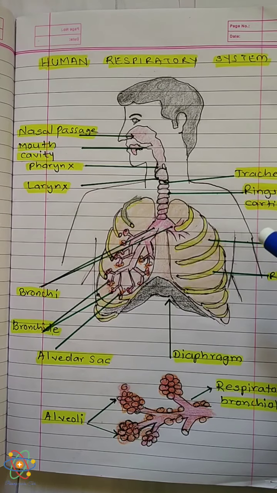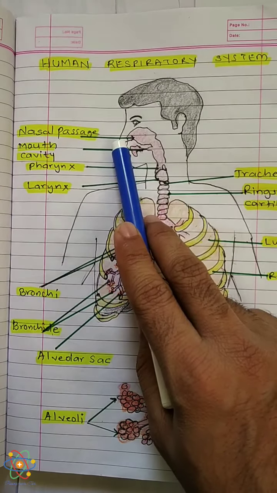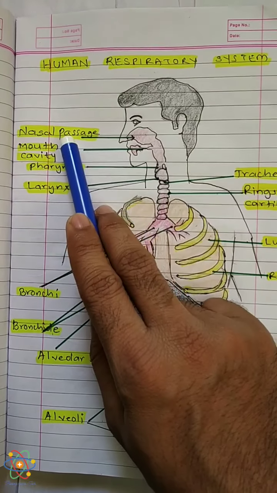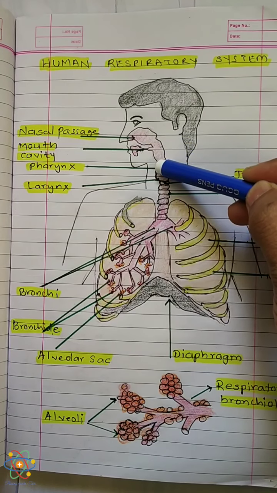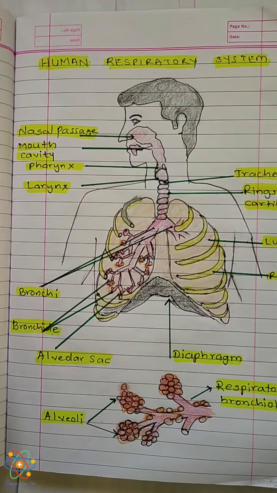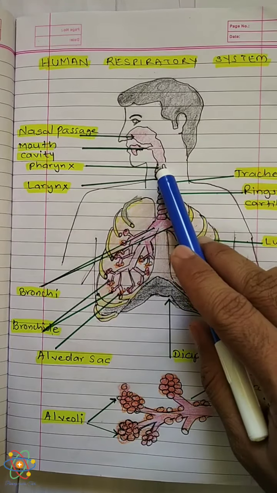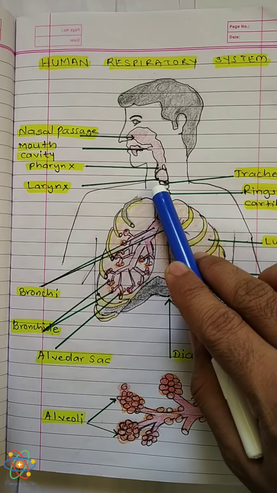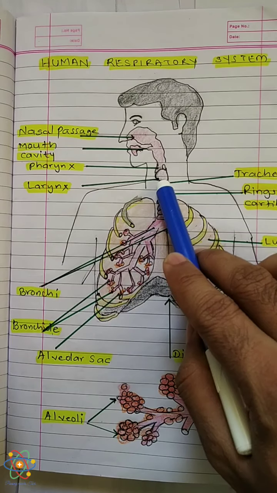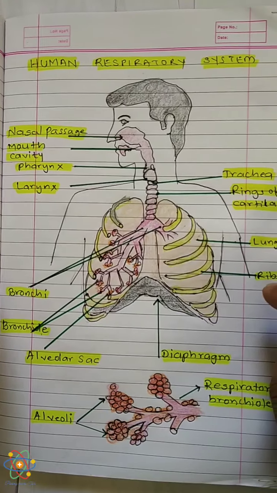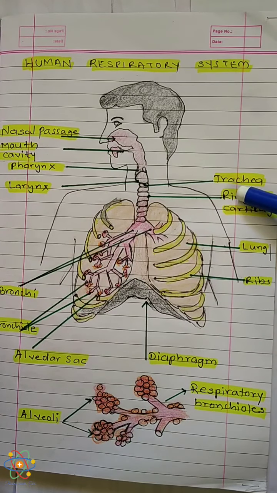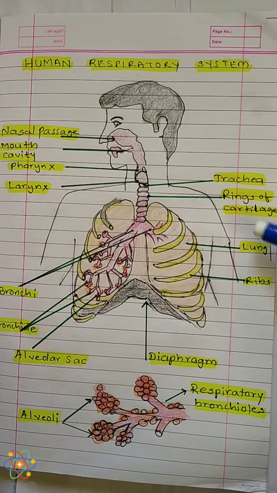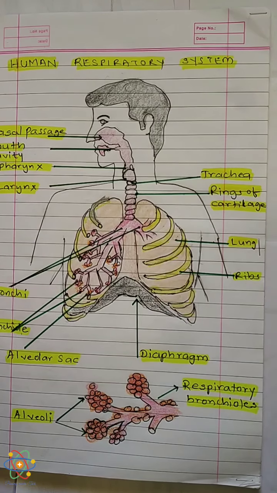Fresh air enters our body with the help of a structure called the nostril. Then from the nostril, it enters a nasal passage. The pink color structure behind the nose is called the nasal passage. Then air is taken to a structure called the pharynx. From the pharynx, it enters the larynx. Larynx is also known as the voice box. From the larynx, a structure called the trachea is present. So air is taken to the trachea. Trachea is surrounded by cartilaginous rings.